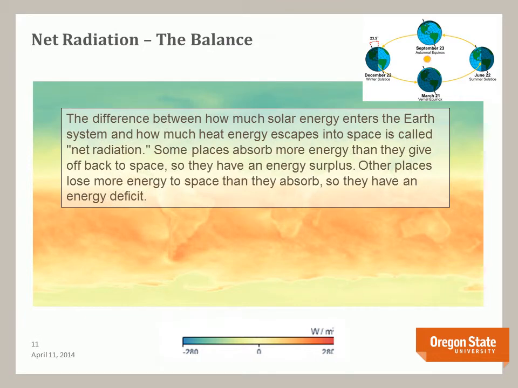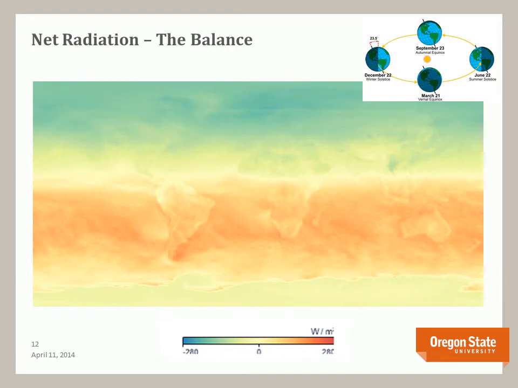So here's some definitions right from a website where I got these maps called NEO, which is NASA Earth Observations. The difference between how much solar energy enters the Earth system and how much heat energy escapes into space is called net radiation. Some places absorb more energy than they give off back to space, so they have an energy surplus. Other places lose more energy to space than they absorb, so they have a deficit. So that's just kind of repeating what I just said. And we can go through that again. Here are balances, here are deficits, here are surpluses.